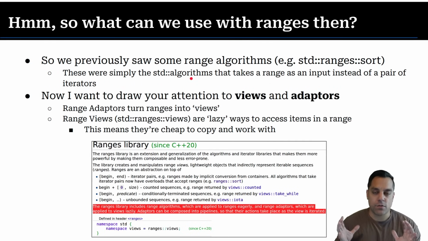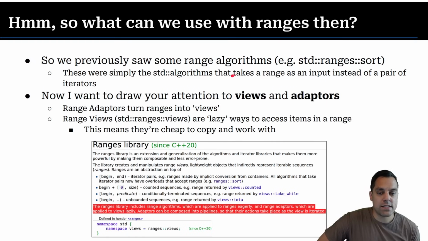Now, the real power with ranges, in my opinion, what makes them really nice, is that they're very, very composable. So we've got these new things that we call views and adapters. We have these range adapters, which turn ranges into views. And what are range views in this std::ranges::views namespace? Well, they're basically a lazy, or at least for most of these algorithms, a lazy way to access elements in a range.